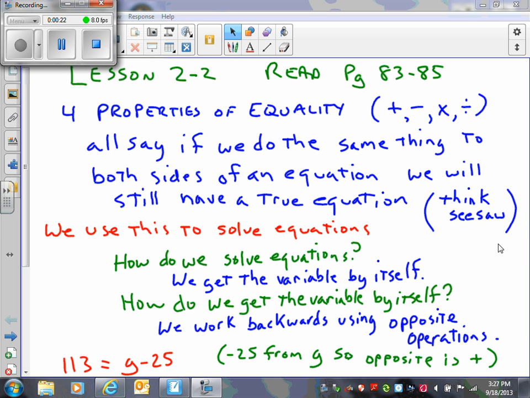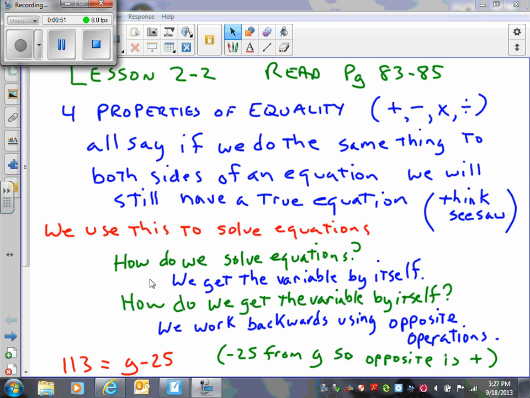All of them say that if we do the same thing to both sides of an equation, we will still have a true equation. Think of a seesaw. If you've got two kids on one side and two kids on the other side, as long as I take a kid off of each side at the same time, it will still be balanced. If I have one kid on each side and it's balanced, and I add two kids that are the same size to each side at the same time, it will stay balanced.